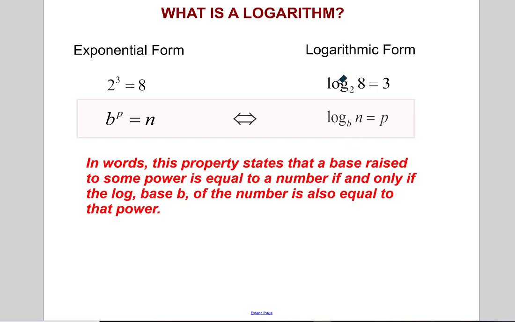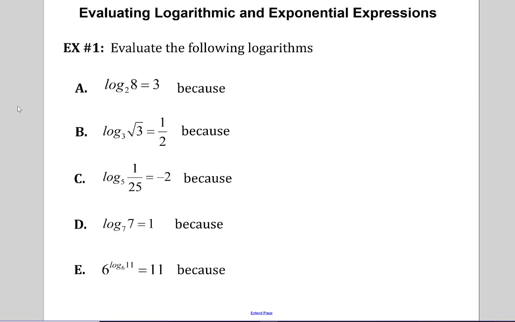So in this case, the base is 2. The number is 8, so log base 2 of 8 is equal to 3 because 2 to the third is 8. In words, this property tells us that the base raised to some power is equal to a number if and only if, that means it's biconditional, it works both ways, the log base b of that number is equal to that particular power. So let's revisit that. Log base 2 of 8 is 3 because 2 to the third power is the number 8.